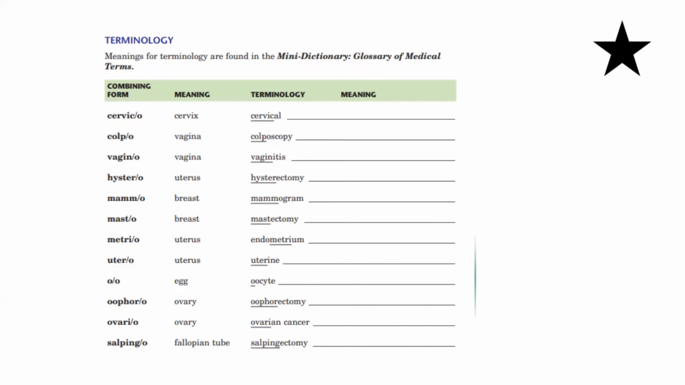Yes, to remove the uterus. In cancer, for example, of the uterus, we have to remove the uterus. So this operation, this surgery, is called hysterectomy. Hysterectomy.